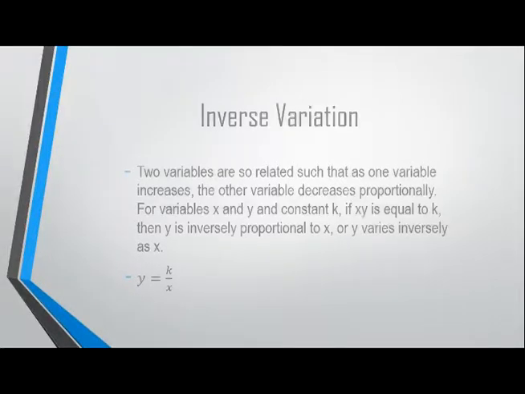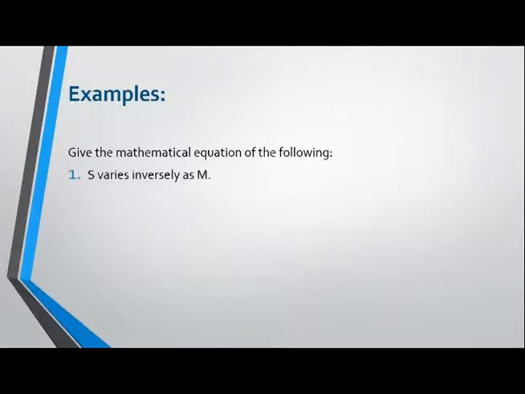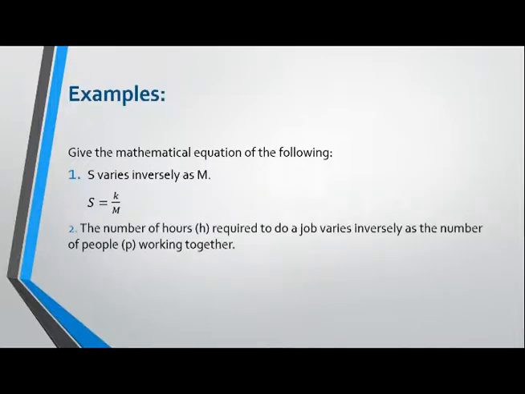So we have here examples. Give the mathematical equation of the following. Number 1, s varies inversely as m. So we have the equation s is equal to k over m, in which s replaces y and m replaces x. Number 2, the number of hours required to do a job varies inversely as the number of people working together. So we have the equation h is equal to k over p.